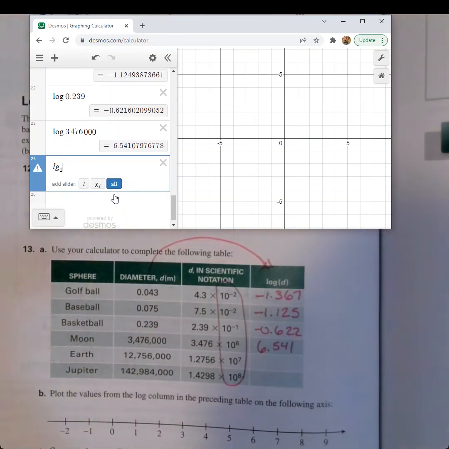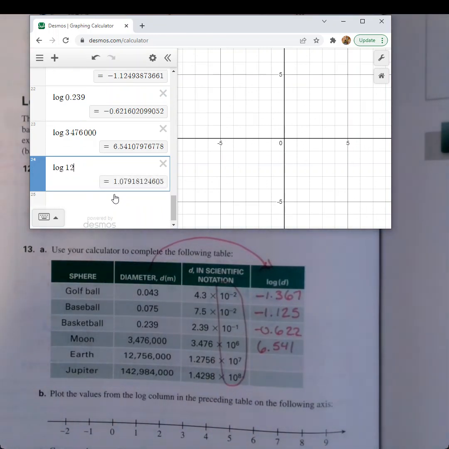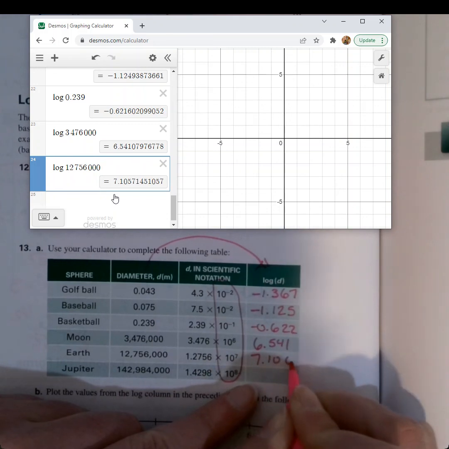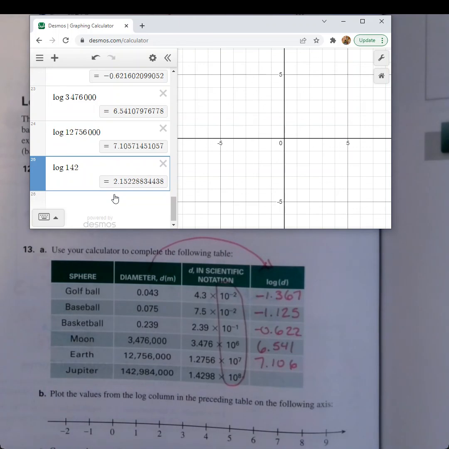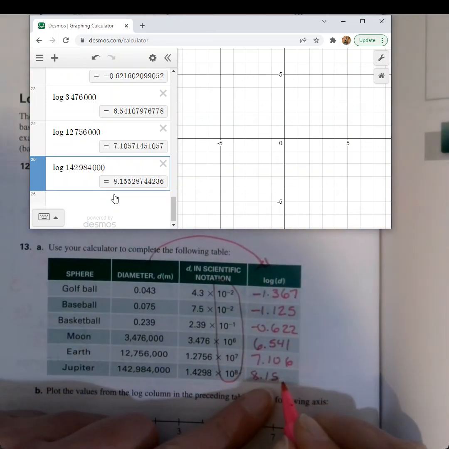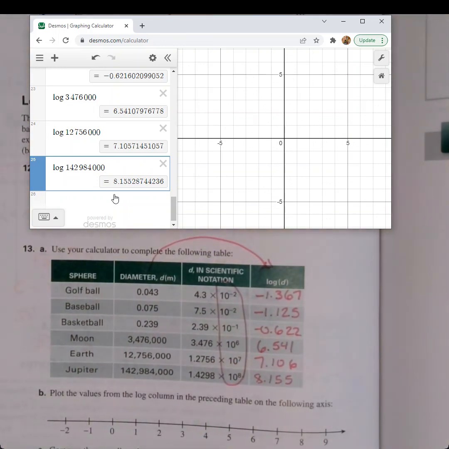Oops, can't type. It wasn't looking. I missed my O. There we go. 12,756,000. 7.106, and the last one, log of 142,984,000. 8.155. Okay, so graph these dots on the scale.